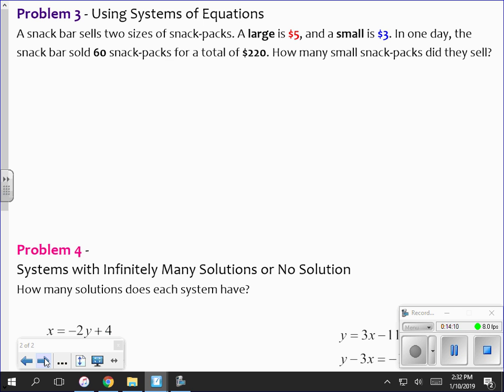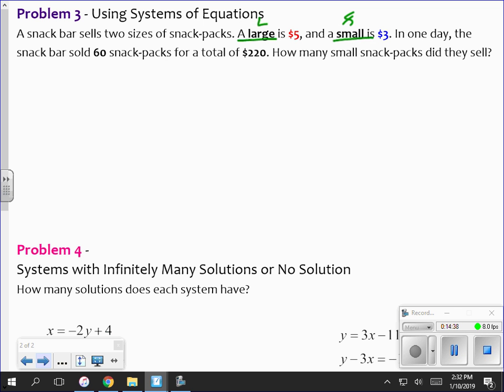It's really quite easy. There are 2 equations. One for how much, one for how many. One for the dollar value, one for how many you sold. So I have to have my 2 items: my large snack pack and my small snack pack. L and S. L for large, S for small, right?